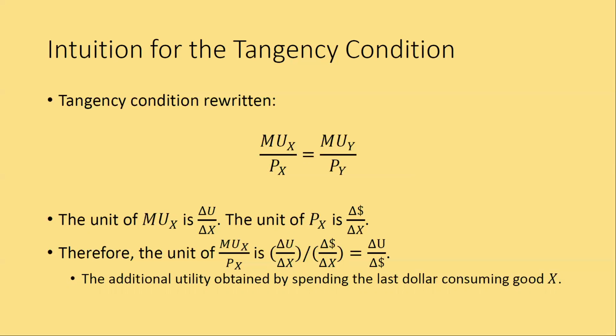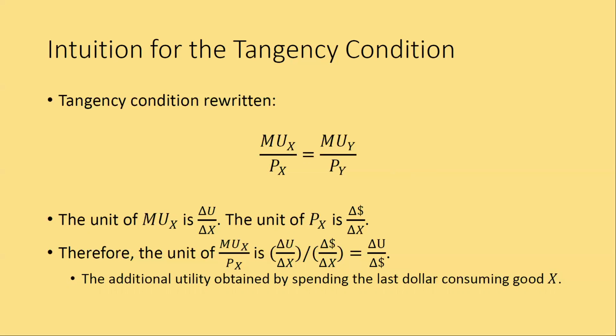And after the adjustment, recall that MUX divided by PX is higher than MUY divided by PY. After you make the adjustment, the left-hand side becomes smaller, the right-hand side becomes larger, and they may achieve equality again. And you are effectively increasing your total utility because you make this adjustment.